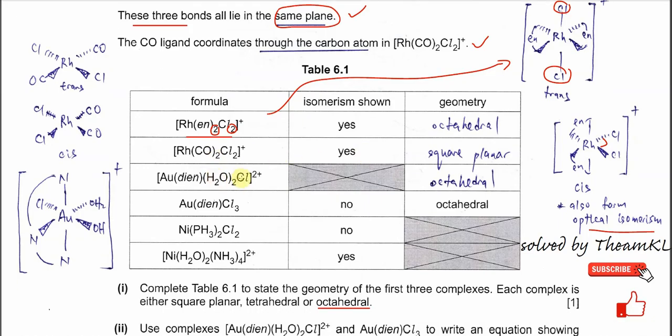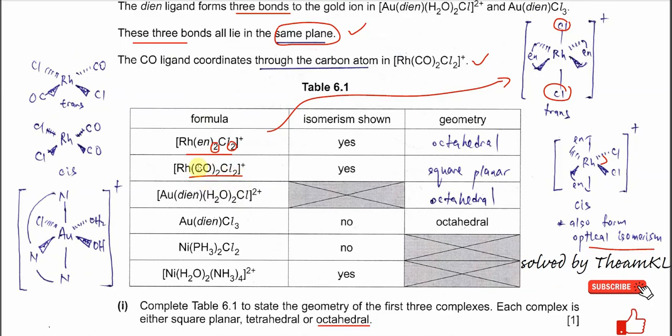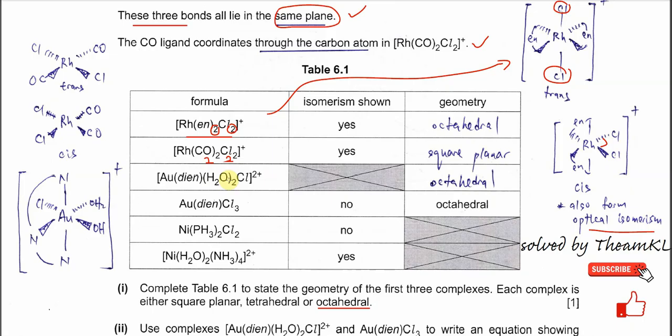Okay, and now for this second complex ion with 2 CO and 2 chloride. Because I already told you that the carbon monoxide is a monodentate ligand, and the chloride is also a monodentate ligand, it will form 2 dative bonds here and 2 dative bonds. So the total is 4 dative bonds, and the coordination number is 4.